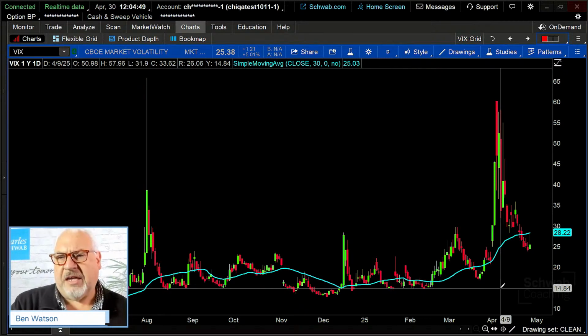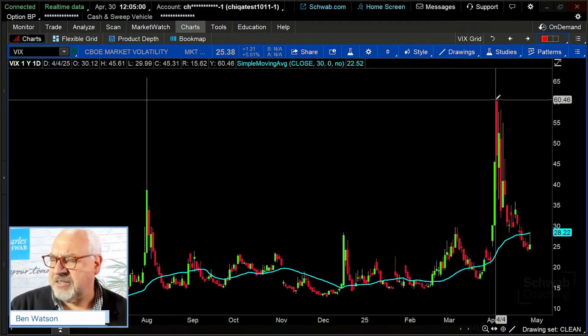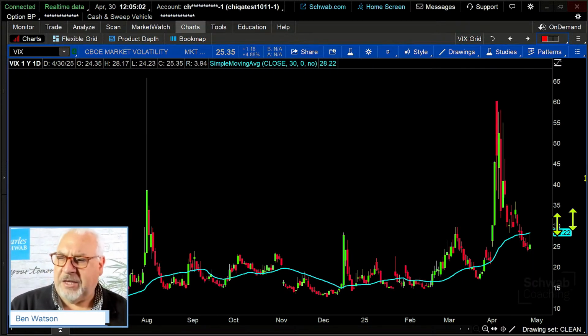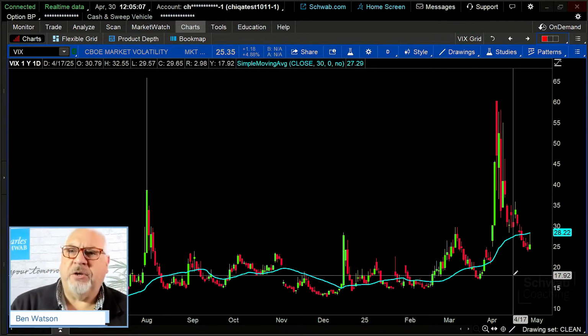There's one thing to keep in mind with volatility. When it's low, it tends to go higher. When it's high, it tends to go lower. It is a mean reverting instrument. So when we get big volatility spikes like this one, or like this one back here, it tends to bleed off very quickly.